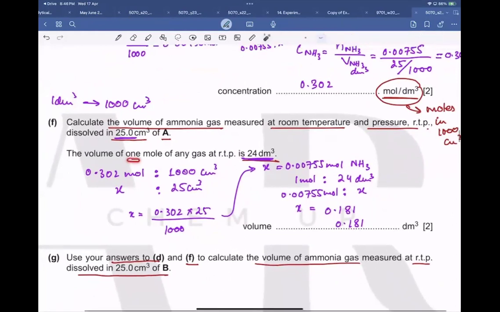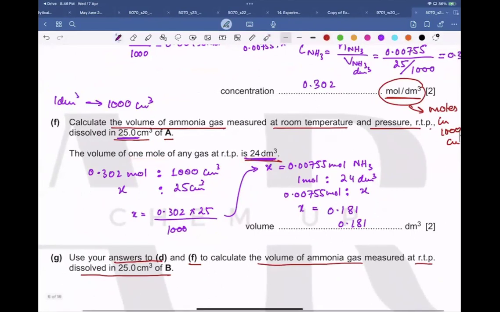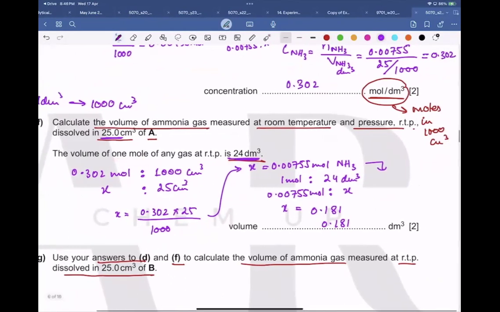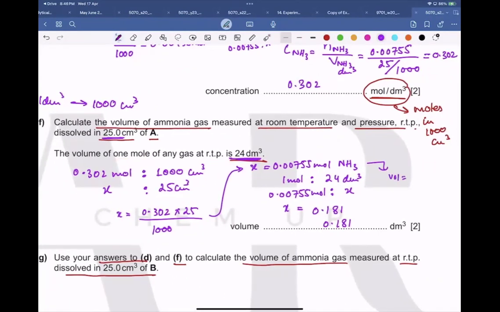See, the second ratio, we made it from here. See over here, 1 mole of any gas occupies 24 dm cube at RTP, right? So you can do the other thing as well. You know the moles, you make the formula for the volume. The volume of a gas is equal to moles times 24. Why 24? Because they have asked you the volume in decimeter cube. So we have to multiply the moles by 24 decimeter cube. So moles are 0.00755 multiplied by 24. So you will get the same answer. Is it clear now?